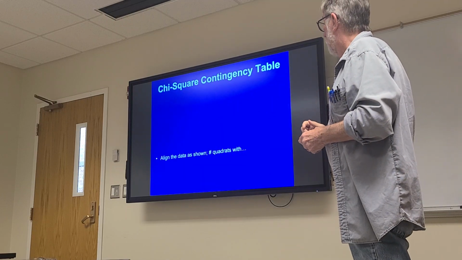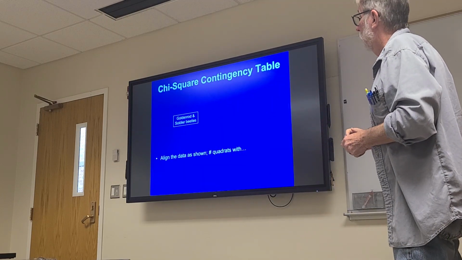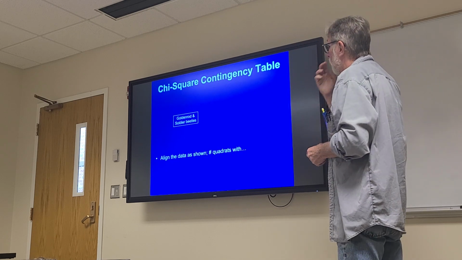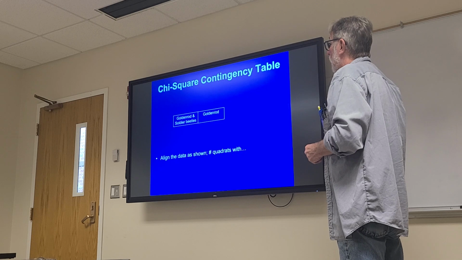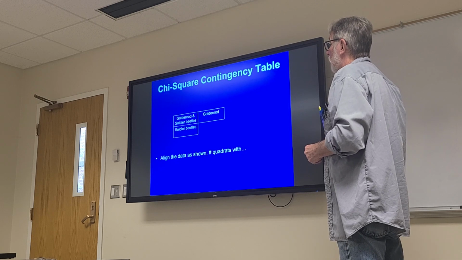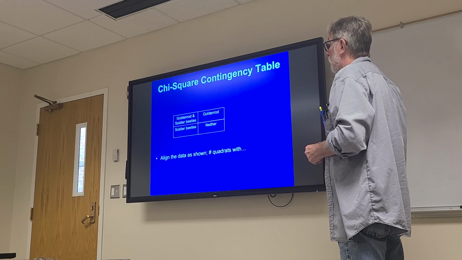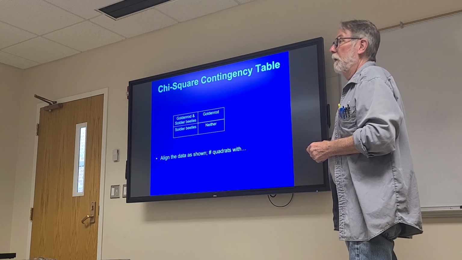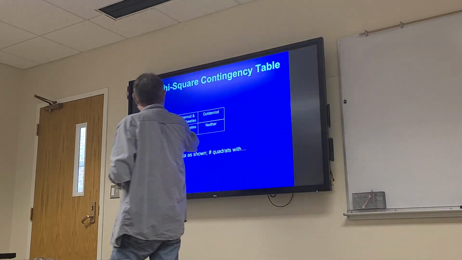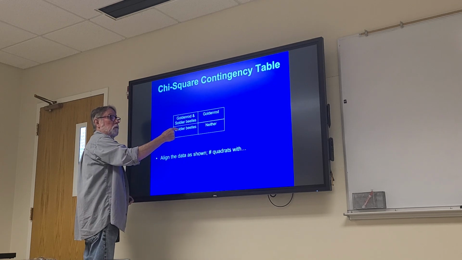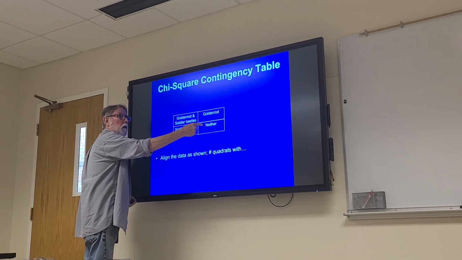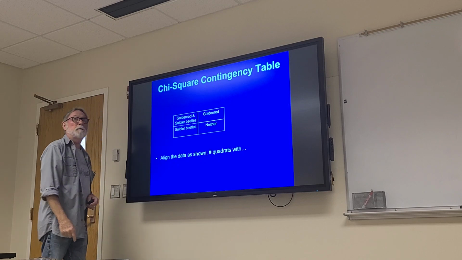So here's how I'm going to line this up. My table, I could have goldenrod with soldier beetles. I could have goldenrod alone. I could have soldier beetles alone. I could have neither. So with goldenrod and soldier beetles, goldenrod, no soldier beetles, soldier beetles, no goldenrod, no goldenrod, no soldier beetles. That's my contingency table.